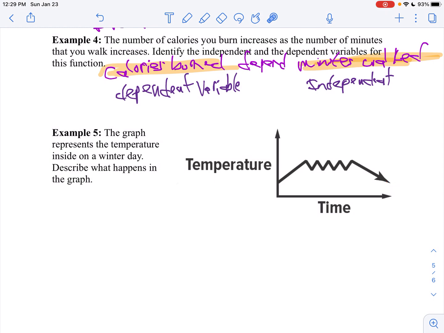So you just want to write that in terms of a story. You want to make sure you have the context, that you have the time and the temperature, and then you can make up the story however you want.